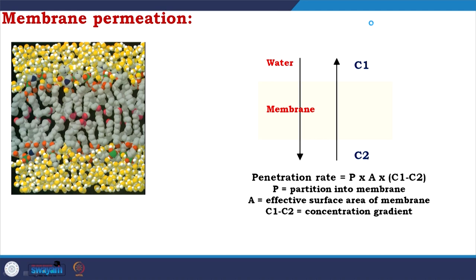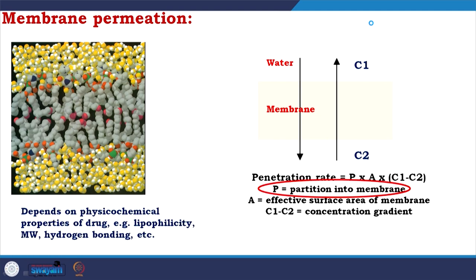I talk about the membrane permeation. If you look at the membrane, we talked earlier when we were talking about biological macromolecules, lipids, you see that there is hydrophilic on both sides and hydrophobic inside. So, it comes from water, the aqueous environment, to the membrane, the hydrophobic environment. Very important factors are penetration rate, which is P times A times C1 minus C2, where P is the partition into the membrane, A is the effective surface area of the membrane, and C1 minus C2 is the concentration gradient.